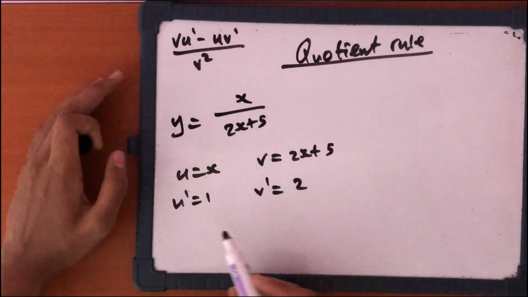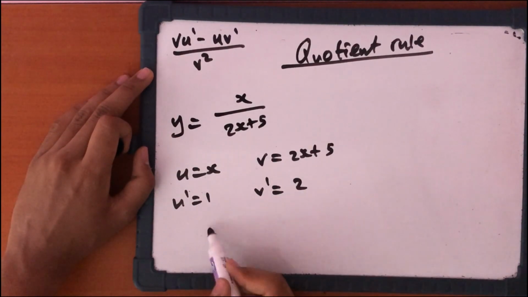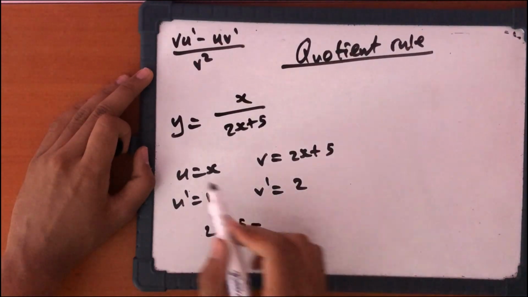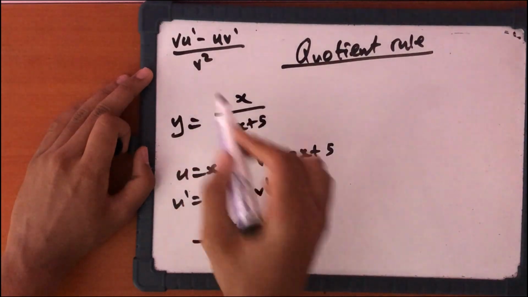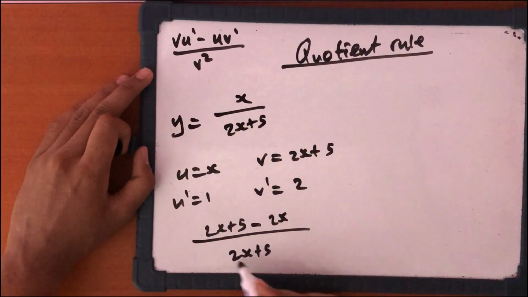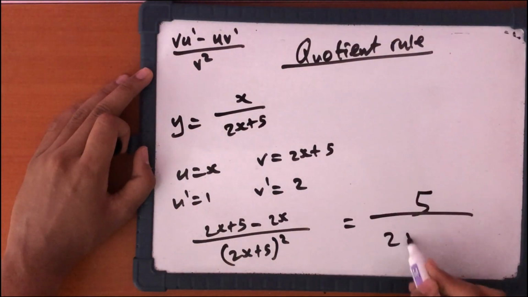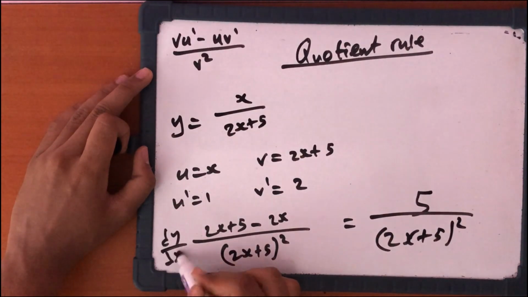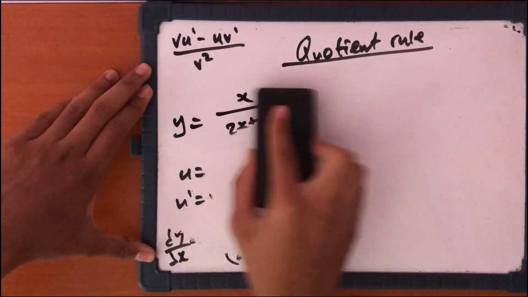So again, this is a very simple case. vu prime is 1 into this, which is just 2x plus 5, minus uv prime, so minus 2x, all over v squared, which is 2x plus 5 all squared. The 2x terms subtract, so it's 5 over (2x plus 5) squared. This is the derivative, dy dx. That's all for quotient rule, except it gets more complicated, obviously.